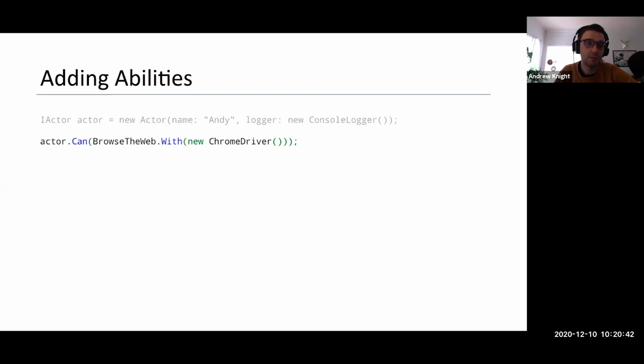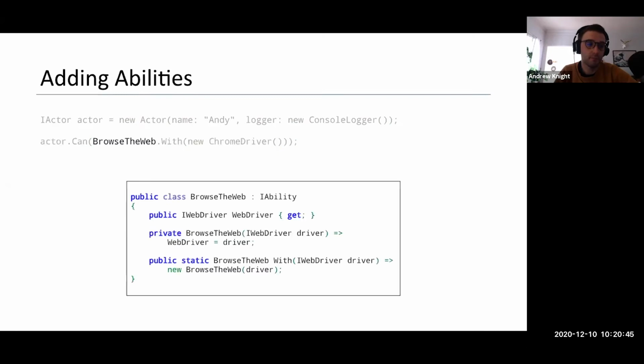Actor.Can adds an ability to an actor. BrowseTheWeb is an ability that enables actors to perform web UI interactions. BrowseTheWeb.With provides the WebDriver object that the actor will use, which in this case is a new Chrome driver object. Boa Constrictor supports all browser types. All abilities must implement the IAbility interface. Actors can be given any number of abilities. BrowseTheWeb simply holds a reference to the WebDriver object. Web UI interactions will retrieve this WebDriver object from the actor.